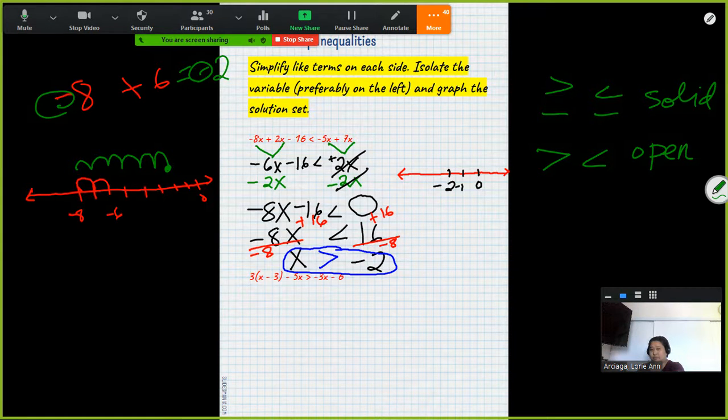Okay, so let's graph this. We put an open circle at -2. There you go. All right. Normally students get that. And this is what the next step is, where they sometimes mess up. They don't know whether they will go to the right or go to the left, or shade right or shade left.